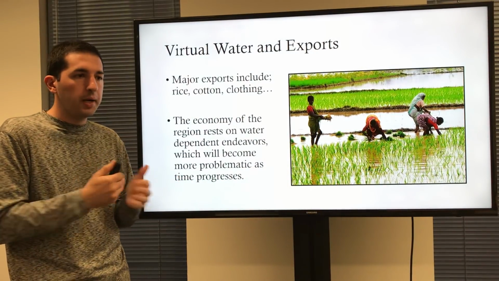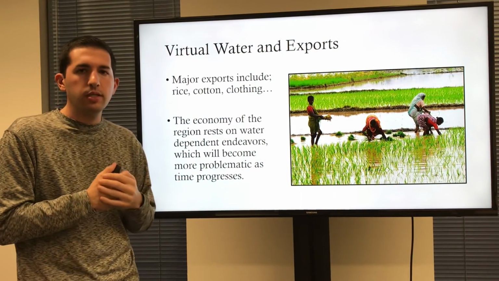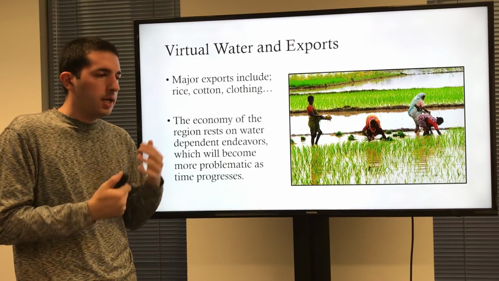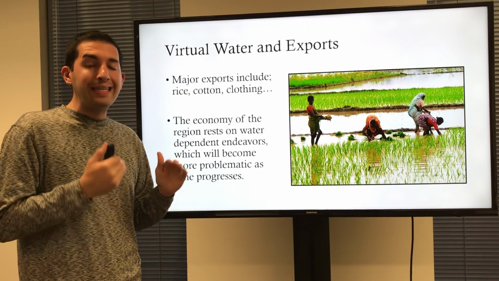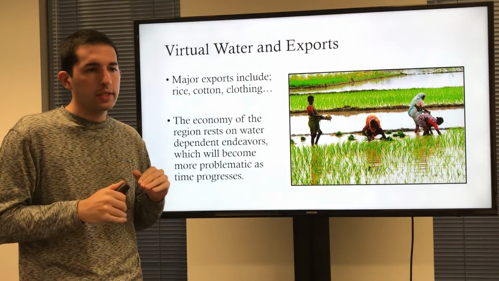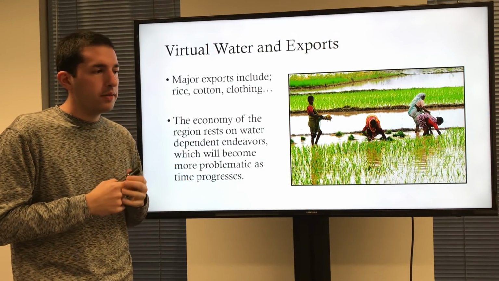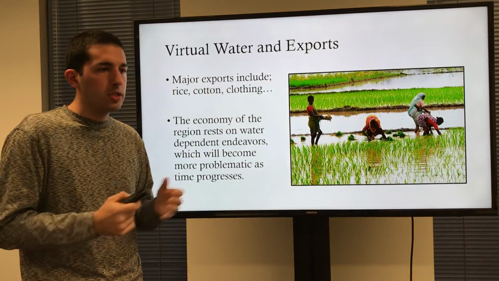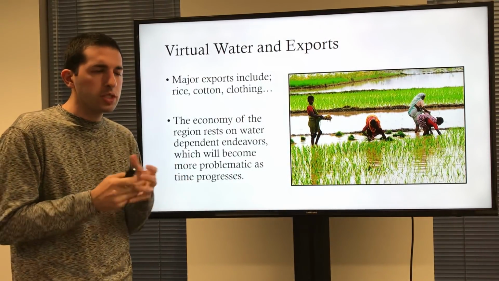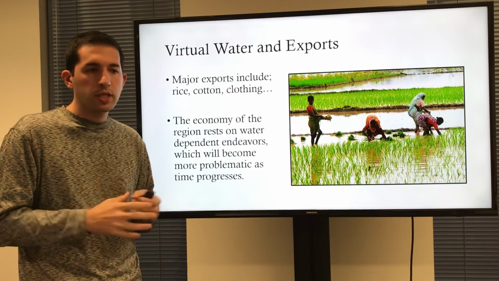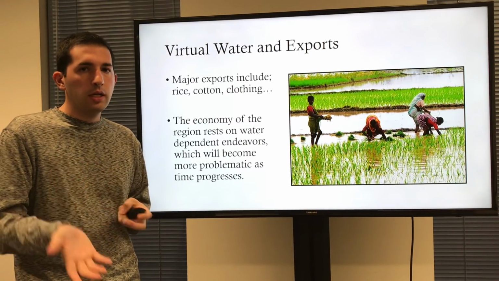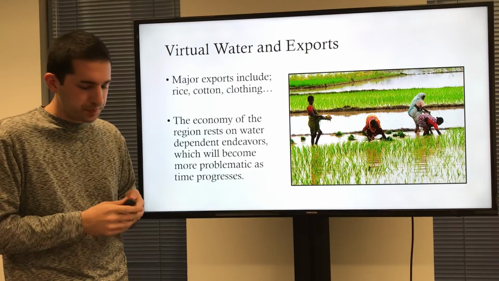So the economy in the region rests on water-dependent endeavors. They need to shake that dependence, because water scarcity is increasing. However, population and need of water are also increasing, and so at a certain point there will need to be some innovations or some cutbacks or other ways to adapt to this situation of water scarcity and immense increases in demand.